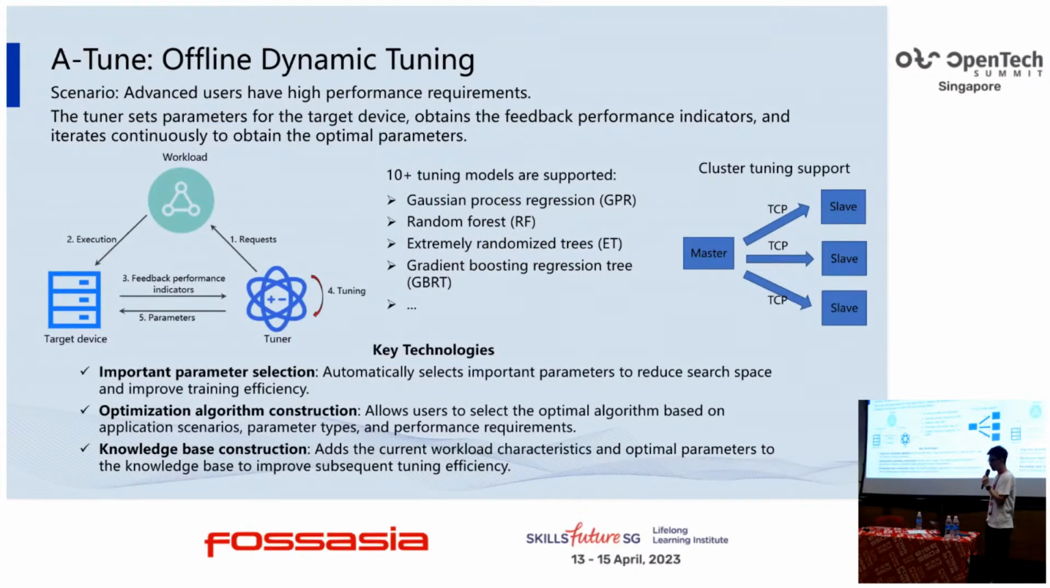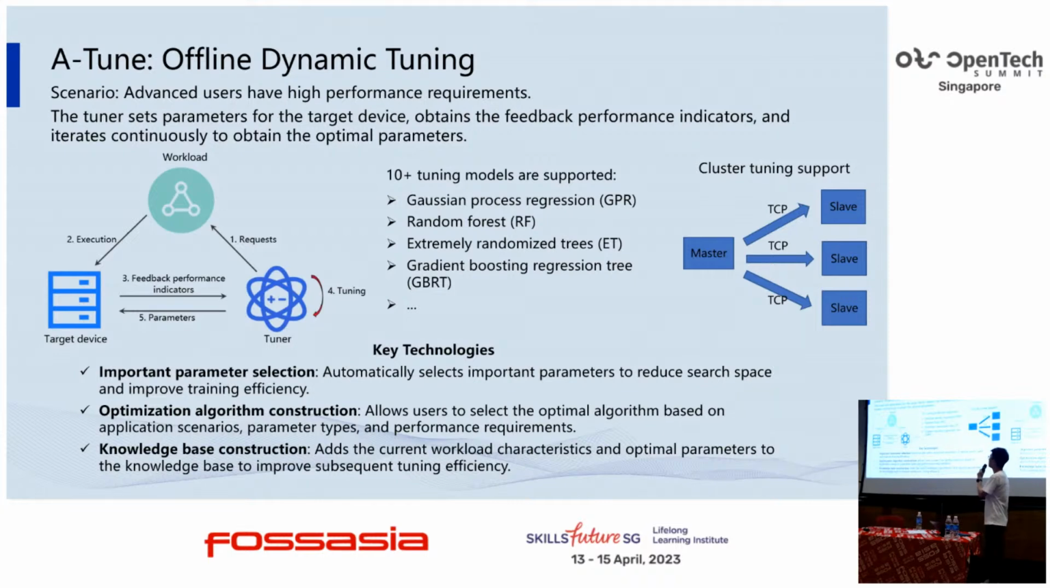The second one is the offline dynamic tuning. The offline dynamic tuning is for advanced users who have high performance requirements. The idea is that the offline dynamic tuning includes three parts: target device, tuner, and workloads. The tuner sets parameters for the target device, obtains the feedback performance indicators, and iterates continuously to obtain the optimal parameters.